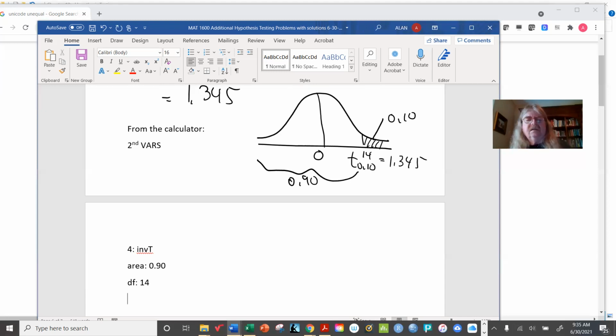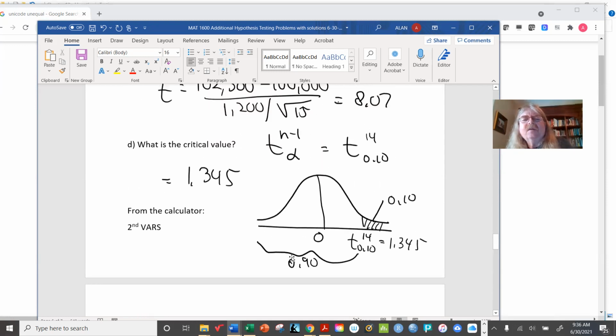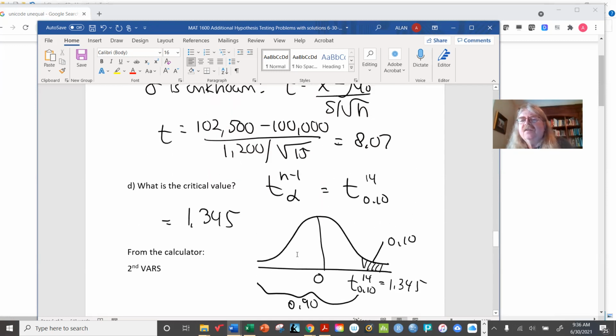1.345. Yeah, exactly. So we just confirmed what we already knew from the table, but it's nice to have a backup. You never know when you might make a mistake. And so this way, if you do it twice, you're not as likely to make a mistake.